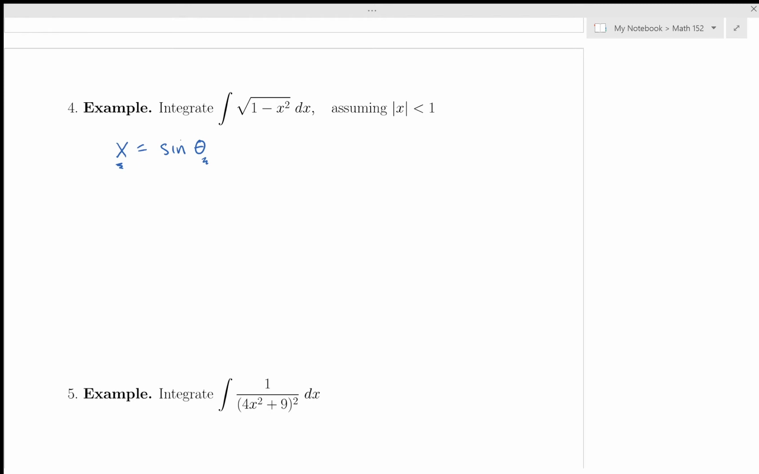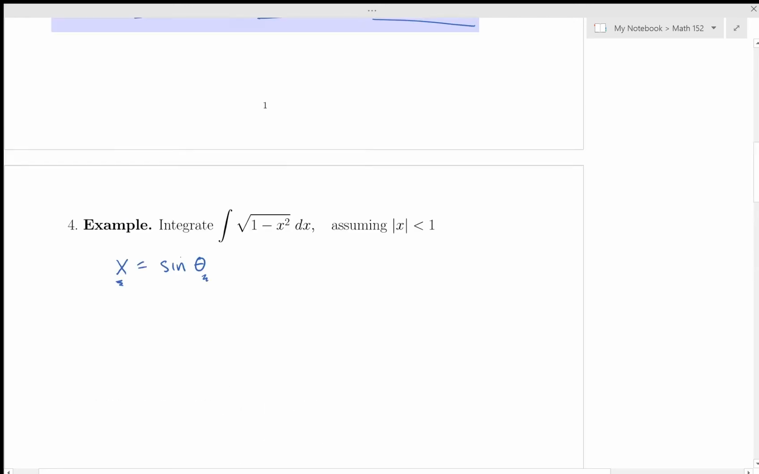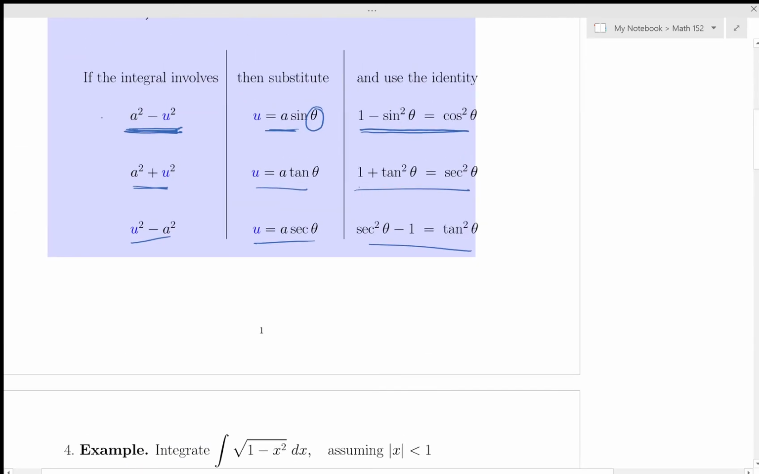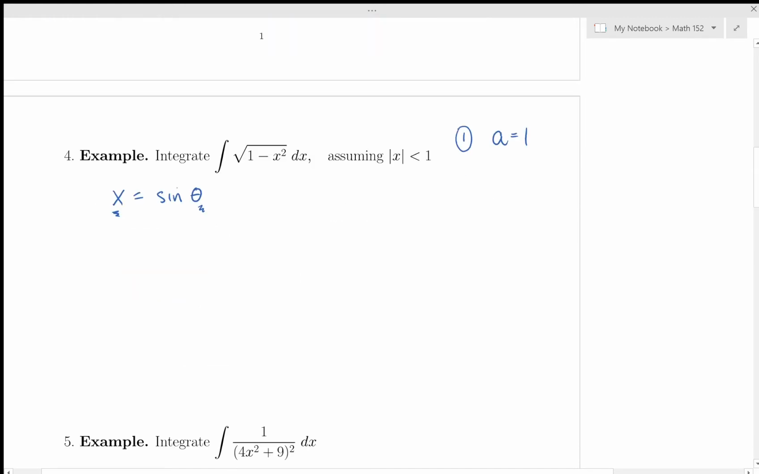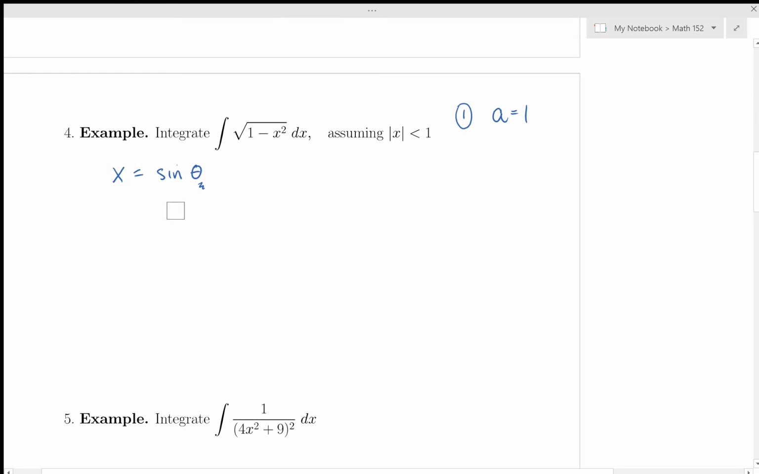And just pointing out in the table that I have above, this is the case where in my table I am on the first case. Just let me roll back here to see how. I labeled these situation 1, 2, and 3. I'm in situation 1 with a equals 1. That's where I'm at.